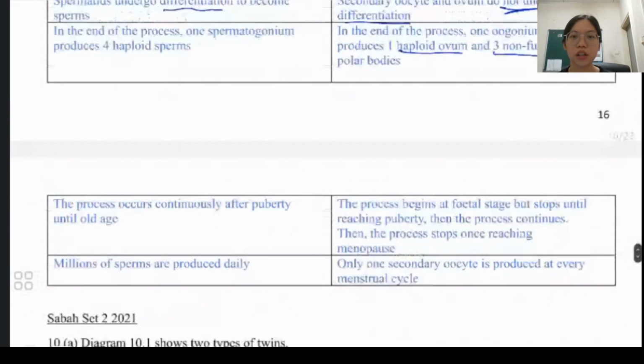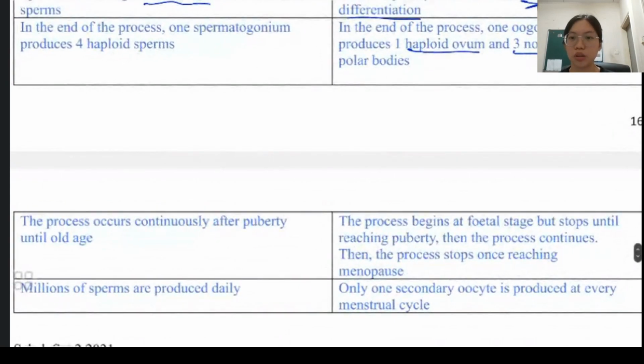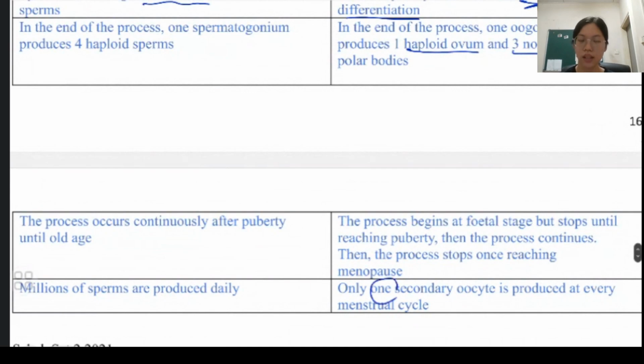And it occurs continuously after puberty until old age. Millions of sperms are produced daily, but for the female it's only one, unless it's a different case. If there is formation of fraternal twins, then maybe two, but we write the most common situation, which is only one. The process in males occurs continuously after puberty until old age. But for the female one, it keeps stopping and continuing. It actually begins at the fetal stage but stops until puberty. Then it continues, and it finally stops during menopause.